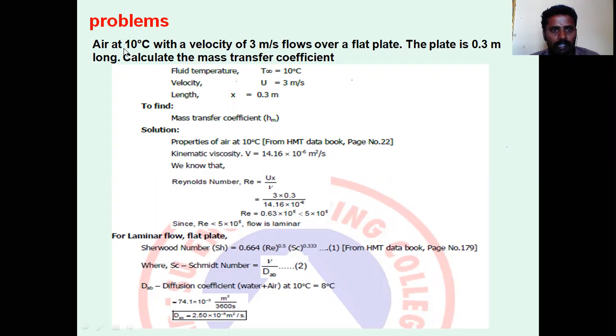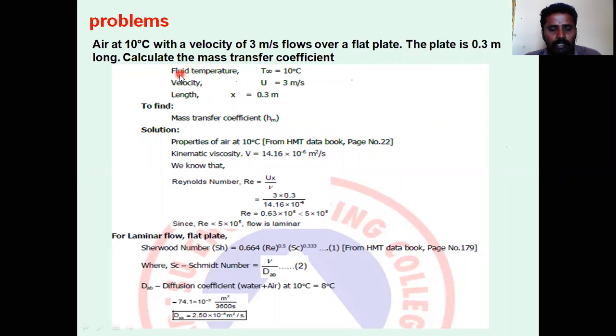Here, air at 10 degrees Celsius with a velocity of 3 meters per second flows over a flat plate. The plate is 0.3 meter long. Calculate the mass transfer coefficient. It's a simple problem. We solve that.